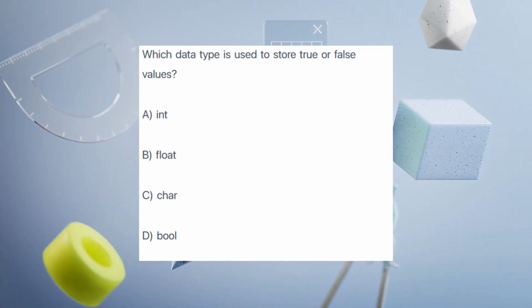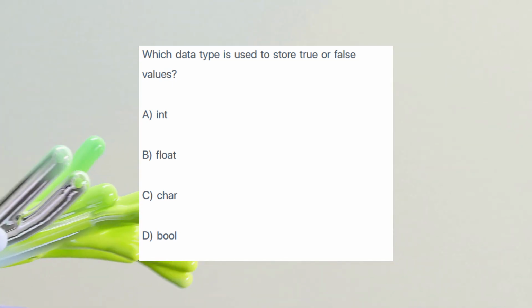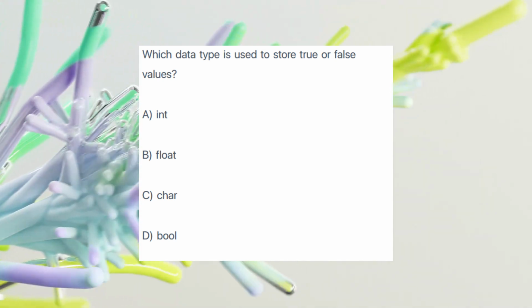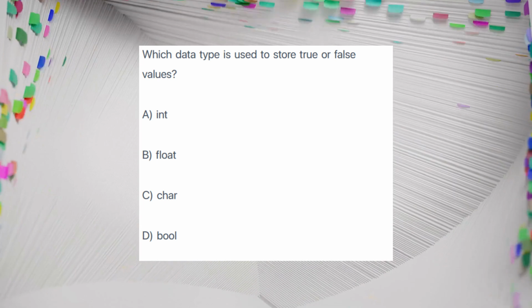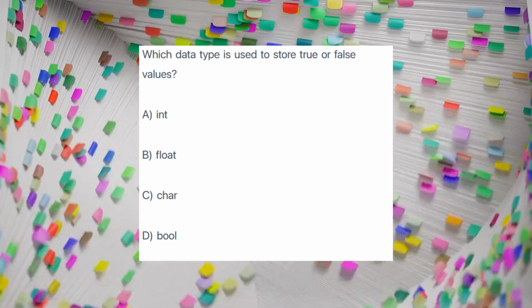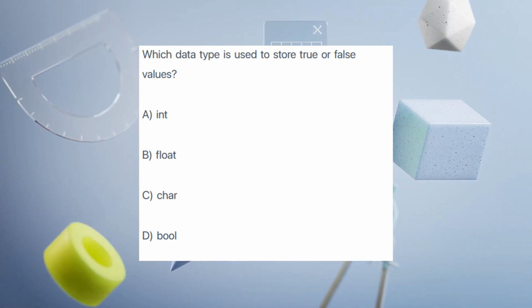Which data type is used to store true or false values? Is it int, float, char, or bool? The correct answer is D, bool. The bool data type can hold either true or false.